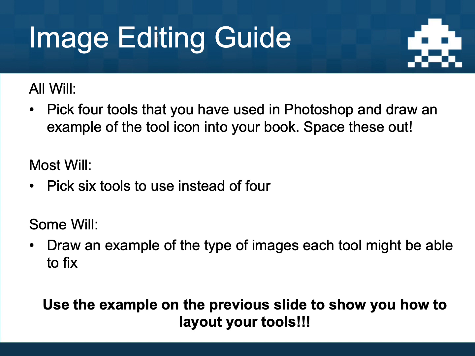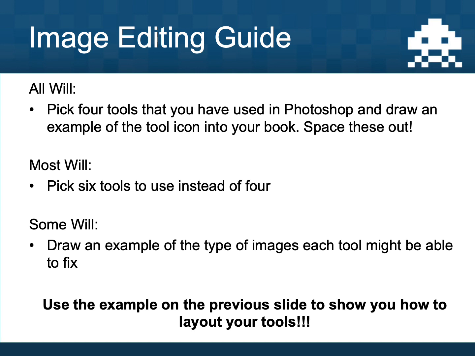So to start with, we're going to pick between 4 and 6 tools that you've used in Photoshop or whichever image editing application you've been using, and we're going to draw those in our books. Okay, and we're going to draw out the image icon and possibly an example of what that tool might do. So if the tool were going to blur something, we might draw the icon and then underneath that just a basic diagram to show it blurring our image.